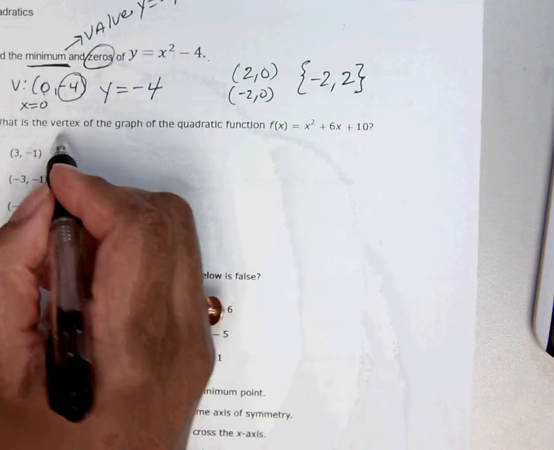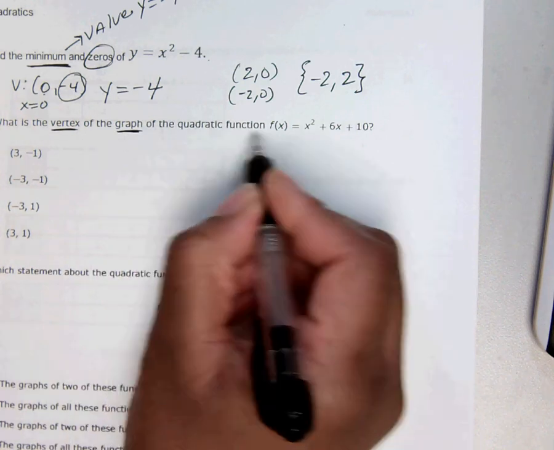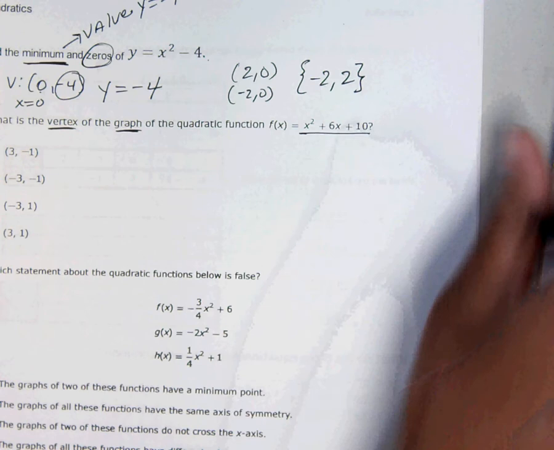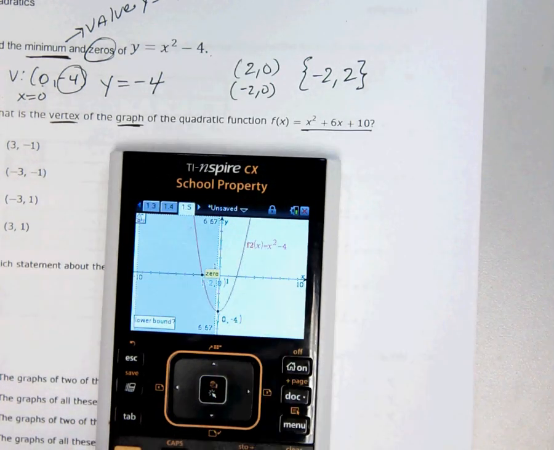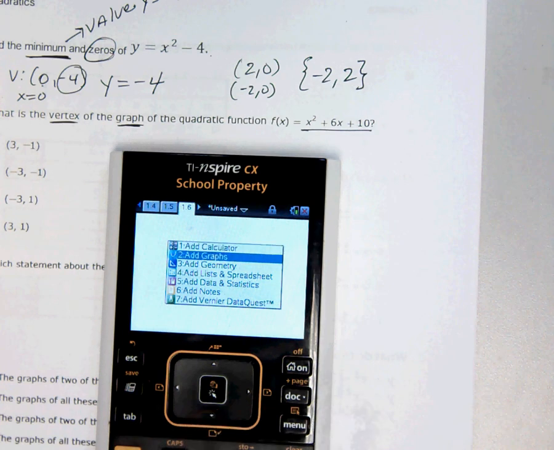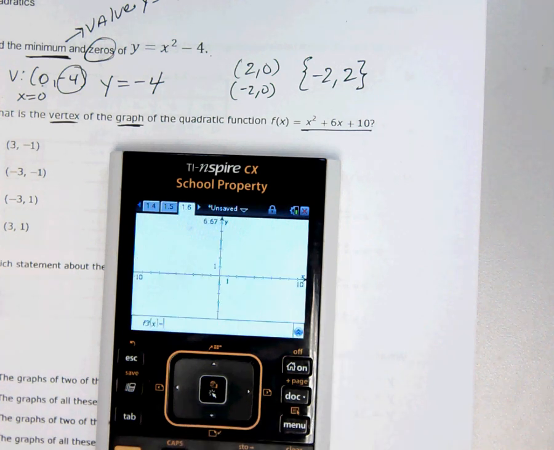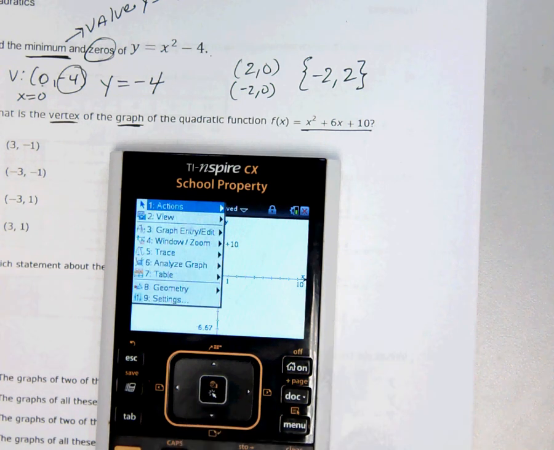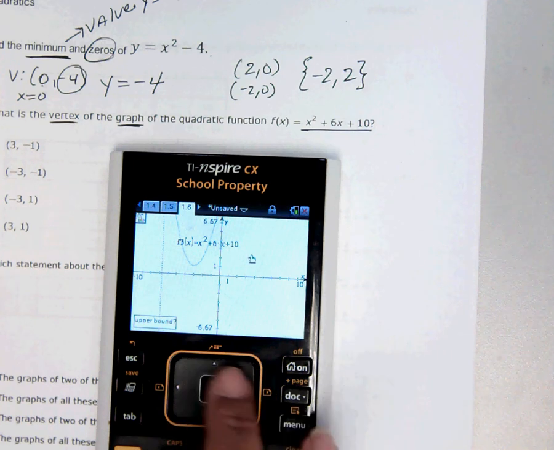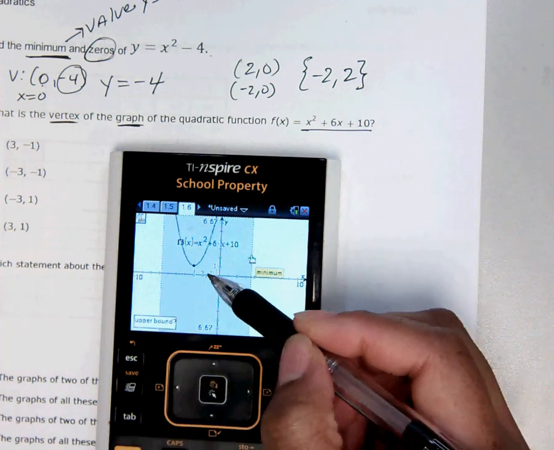Okay, what is the vertex of the graph of the quadratic function? So to do this one, you can again type it in and get your vertex. So Control Doc, add a new page, go to graph, x squared plus 6x plus 10. And I'm going to do menu 6, and it has a minimum. So click to the left, drag it to the right, click, it is -3, 1.